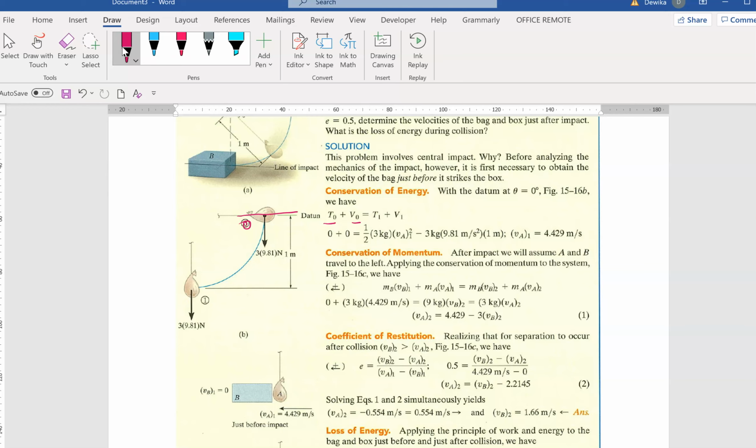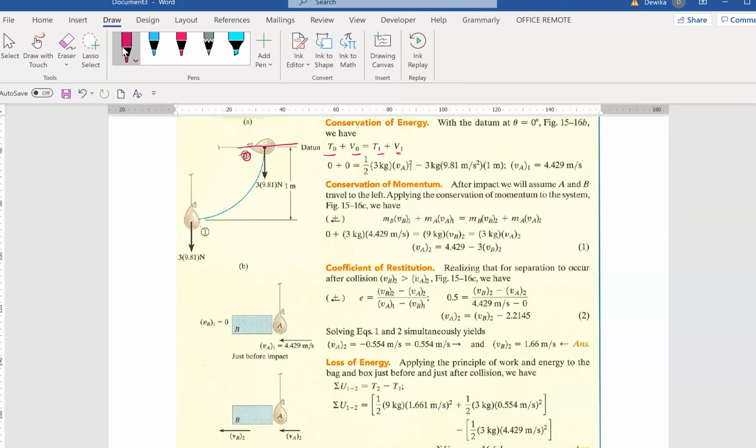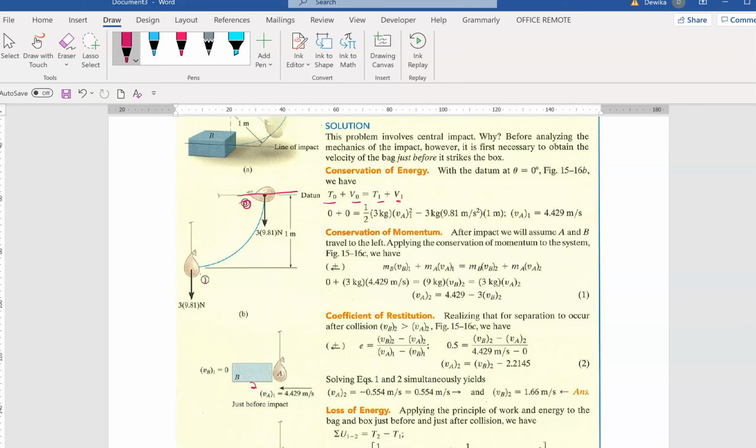And then when it goes down, it is number 1. And then when it's down, it is between 1 and 2. They didn't draw it, but it's actually between 1 and 2. It means 1, and then this is colliding, this will be 2. Okay, let's solve this question one by one.